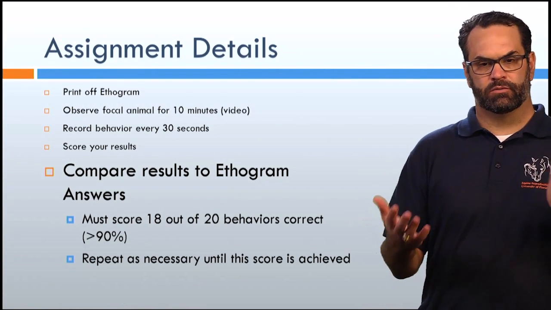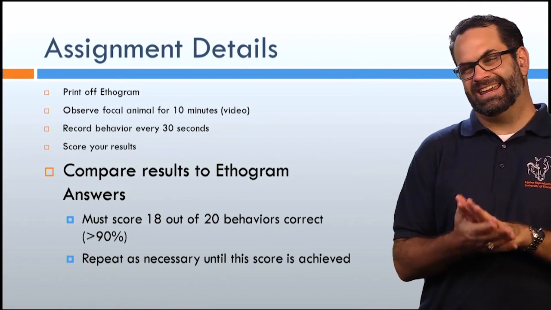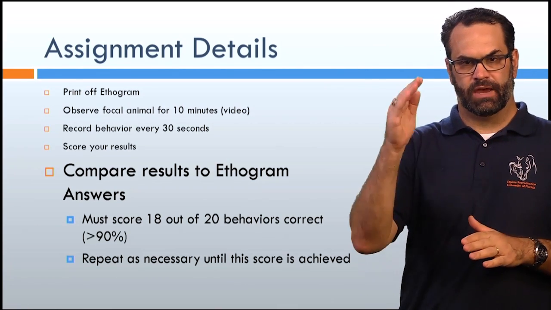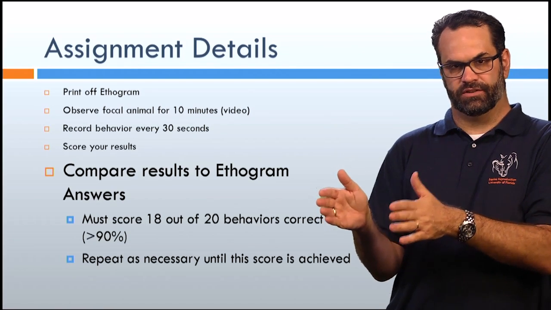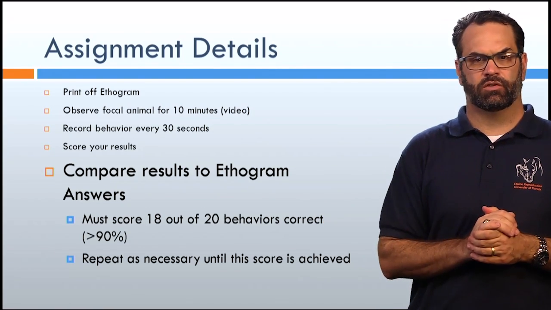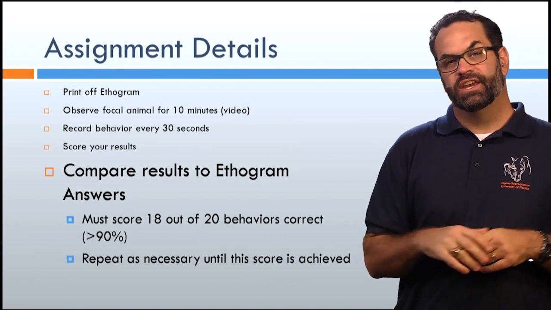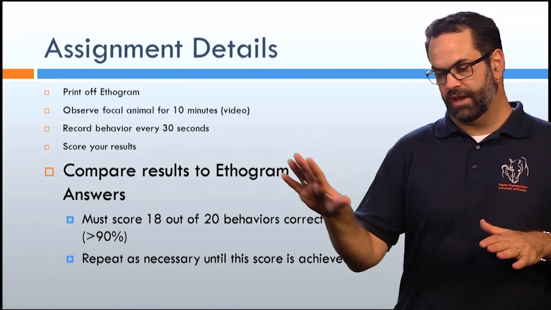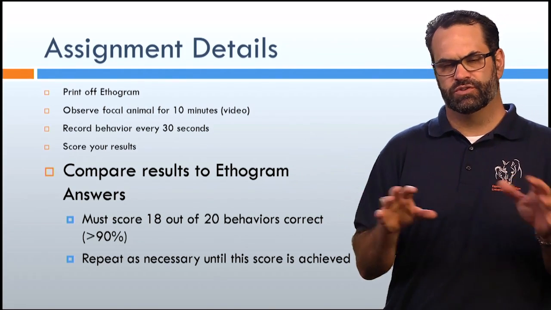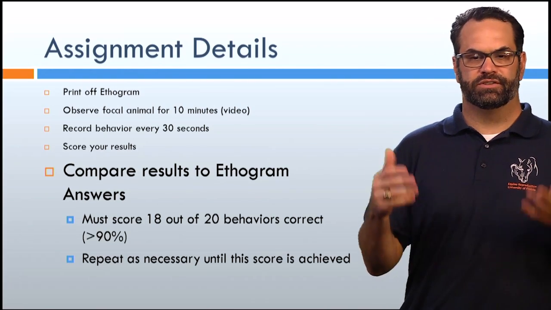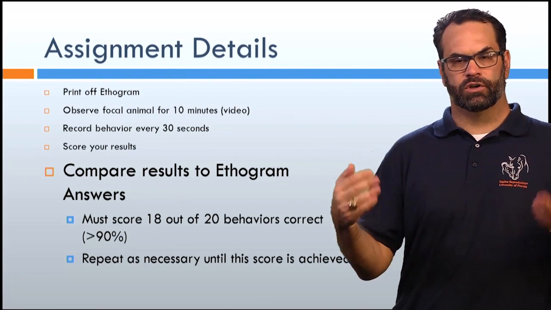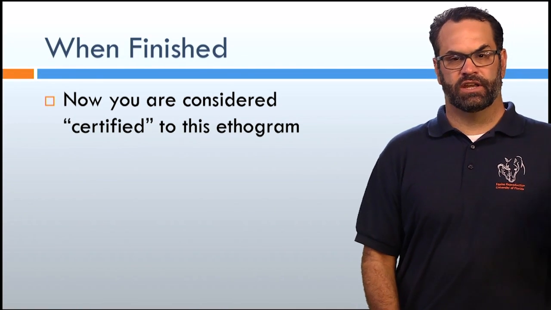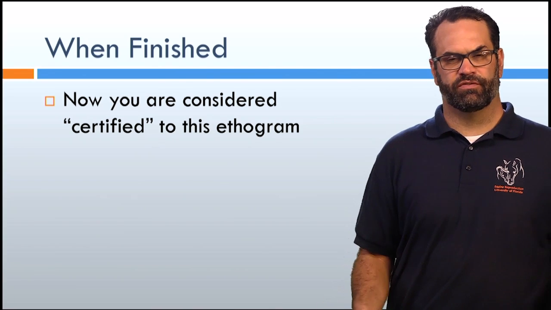Now, what you want to do is compare your results to our ethogram, and you need to score 18 out of the 20 behaviors correct compared to our results. So you add yours up, count yours against the score sheet. If you've got 18 or more correct, great, you're done, you're certified to that ethogram. If not, go back and try it again. Maybe keep our score sheet next to you, because maybe you were just confused on a certain type of behavior. Keep doing it until you feel comfortable and you're certified. Once you're finished and you score 90% or greater, you're now certified to the ethogram.